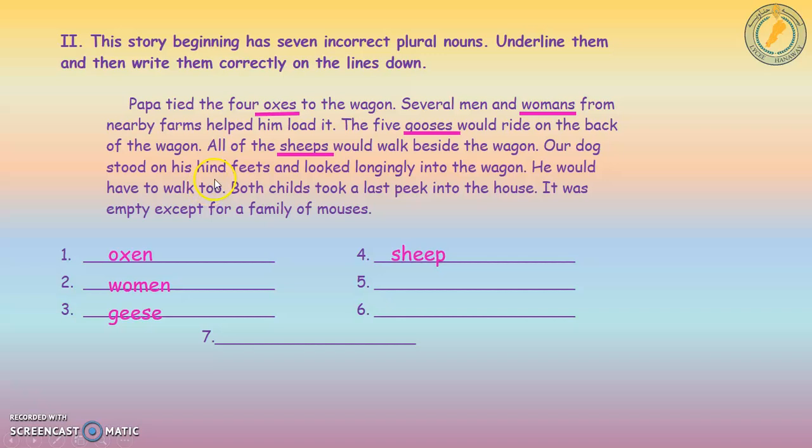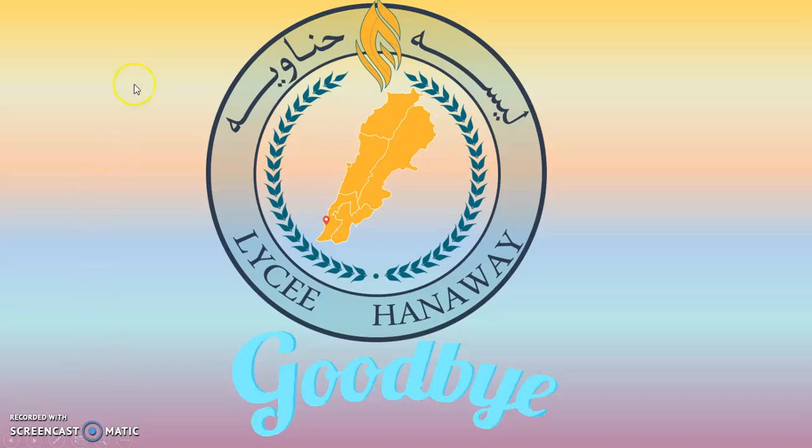Our dog stood on his hind feet and looked longingly into the wagon. Where's the mistake? Feet. Yes, it's feet, not foots. He would have to walk too. Both childs took a last peek into the house. Yes, it's a child. It becomes children. Great. It was empty except for a family of mouses. A family of mice. Yes. So this is all for today's session.